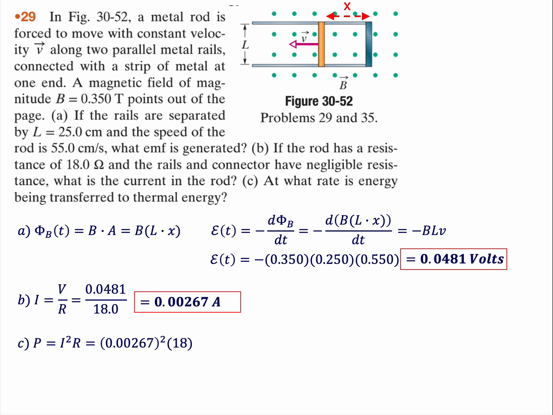In this case, plugging in the current we just had, the resistance of the circuit, 18 ohms, you'll get the power being dissipated is 0.000129 watts. Hopefully this makes some sense.